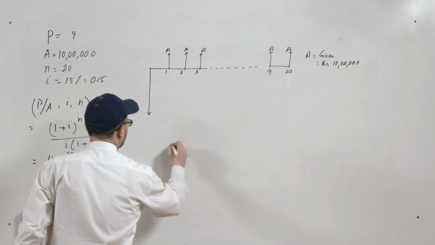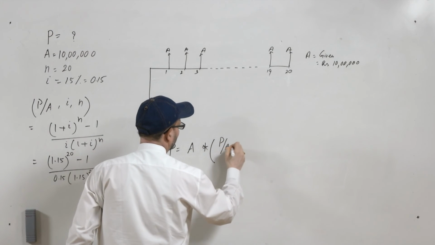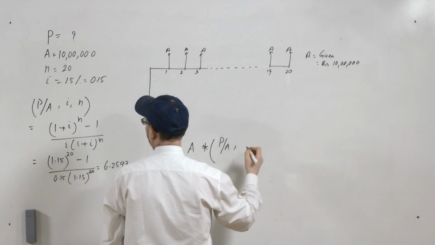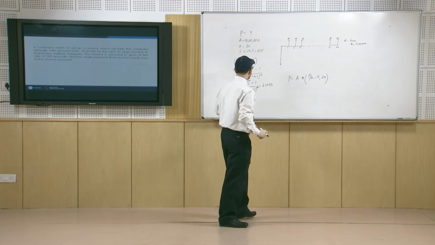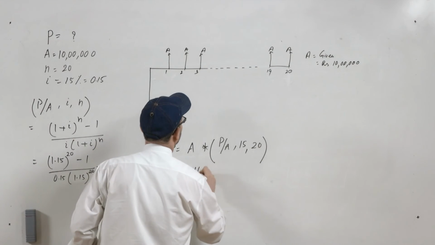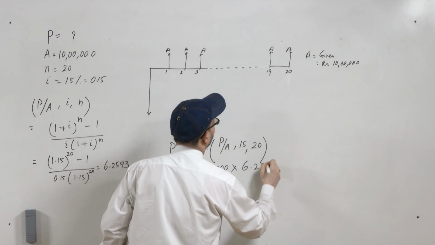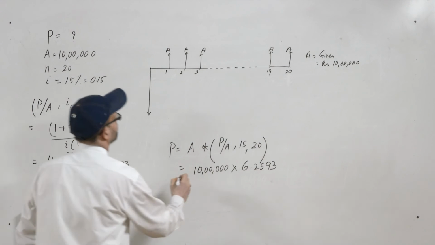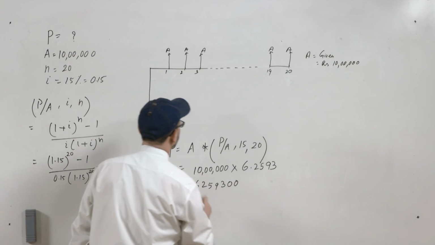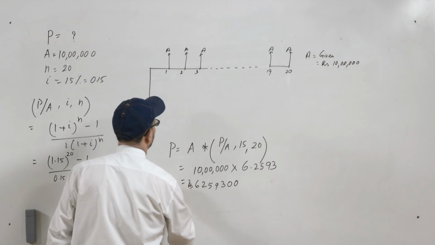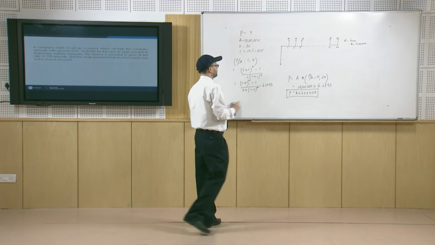So, the present amount can be found by A into P by A, 15, 20, and that we have already calculated as 6.2593, and A we know, 10 lakh, into 6.2593, which is coming as 6259300. So, this is the answer.